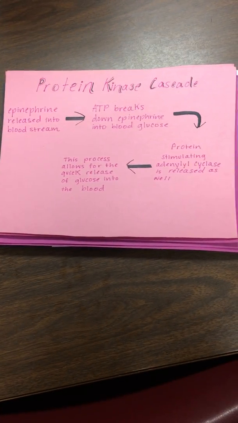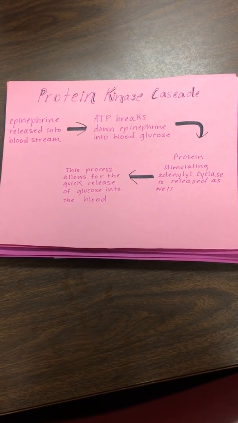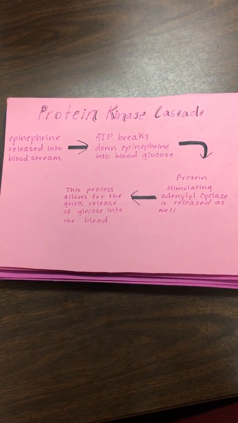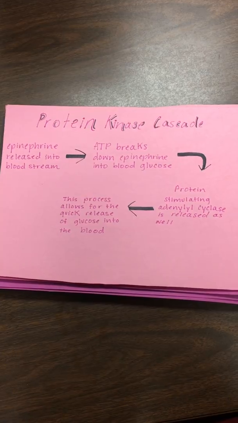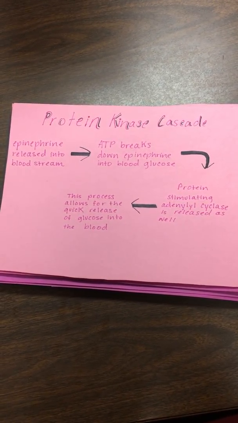Once epinephrine is released into the bloodstream during a fight or flight response, ATP breaks down epinephrine into blood glucose. A protein-stimulating adenylate cyclase is released as well, allowing for the quick release of glucose needed into the blood.